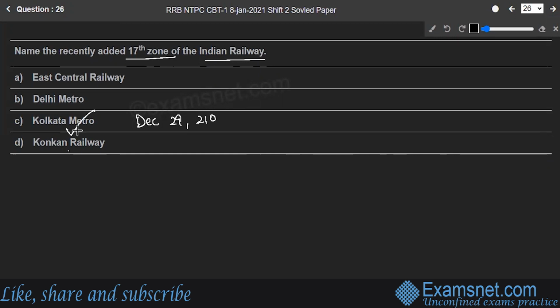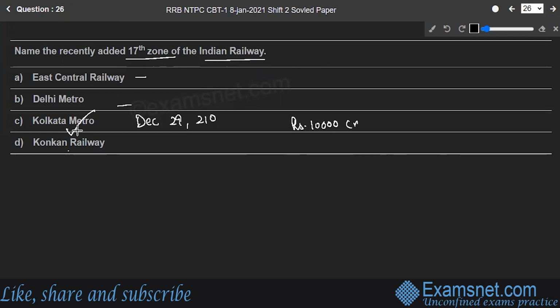Railway Minister Mamta Banerjee announced that a rupees 10,000 crore project has been taken up for its expansion and infrastructure development. If we talk about East Central Railway, this is one of the 18 railway zones in India. Delhi Metro. This comes under Delhi Metro Rail Corporation Limited.